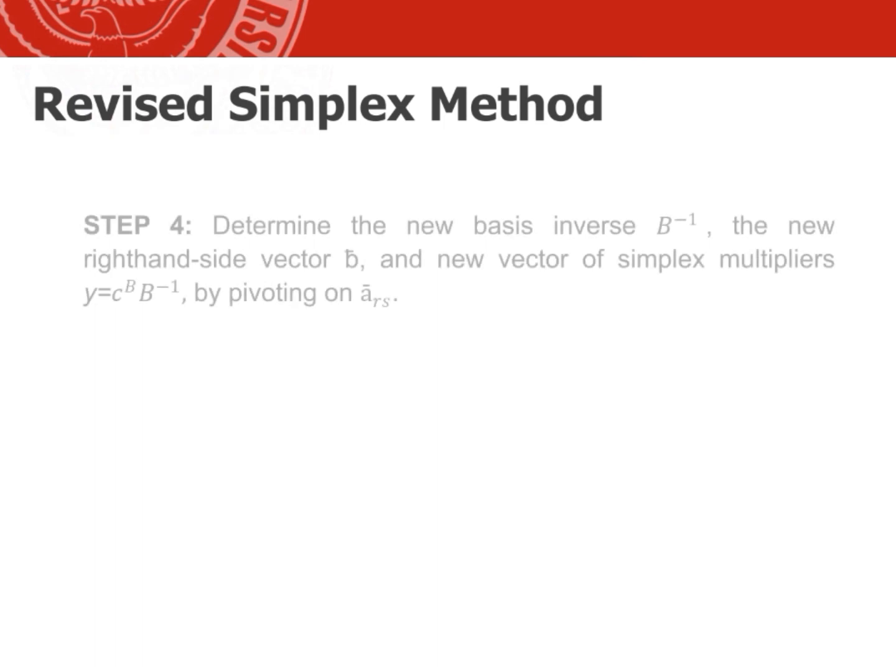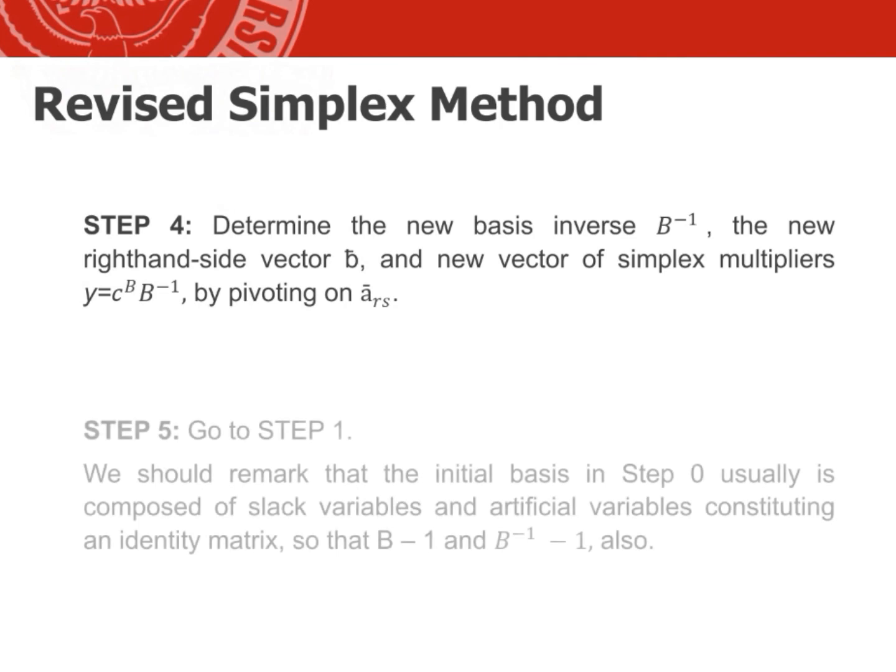a_jm]. And for step 4, determine the new basis inverse B^-1, the new right-hand side vector b̄, and the new vector of simplex multipliers y = c_B B^-1, by pivoting on ā_rs. For step 5, go to step 1 again.